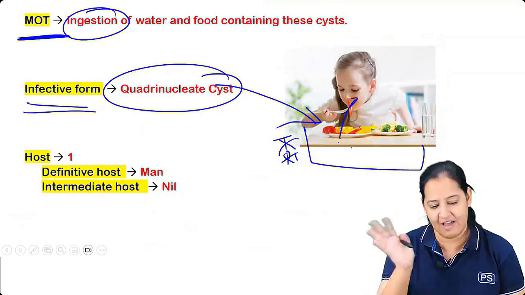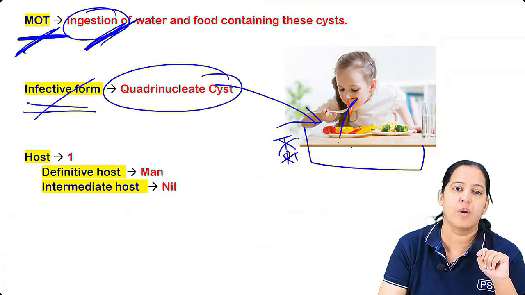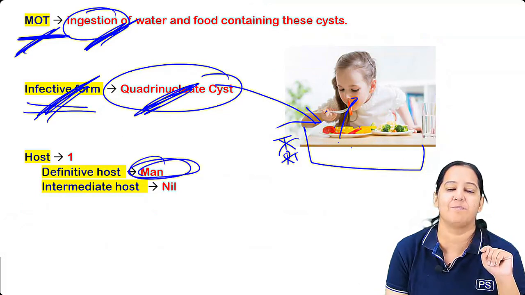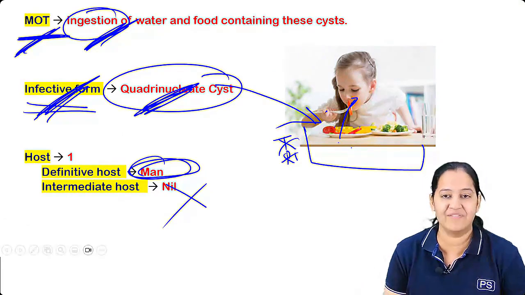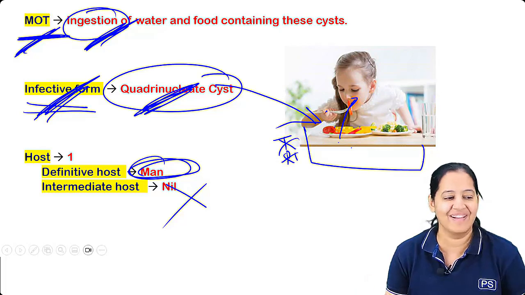Okay. Before that, have a look on my PPT. So what is the mode of transmission? Say, ma'am, ingestion. What is the infective form? Say quadrinucleate cyst. Achha, puri life cycle is completed in one host, man. There is no intermediate host. Only one host, man, kyunki puri life cycle mein we got only man. There is no other animal, no other vector. So write down man.